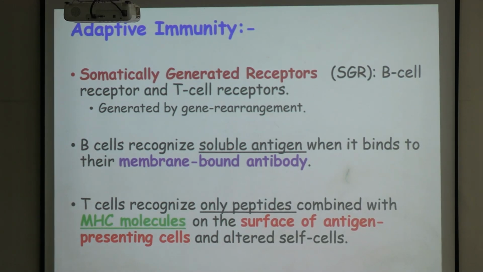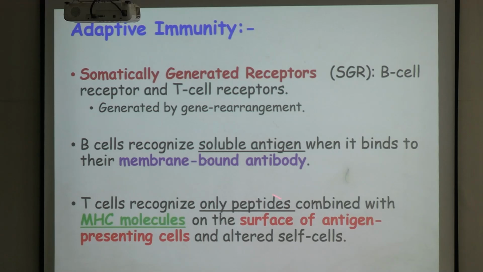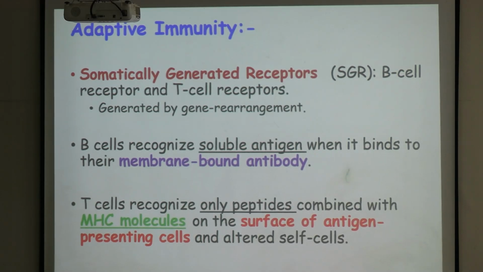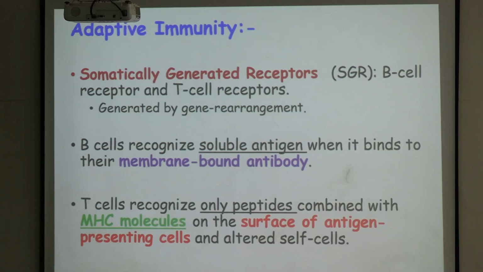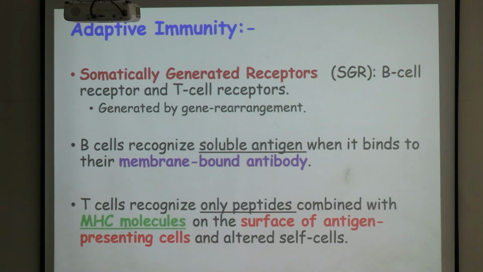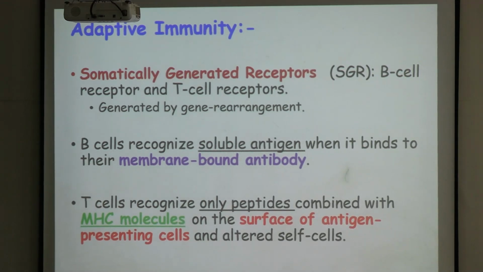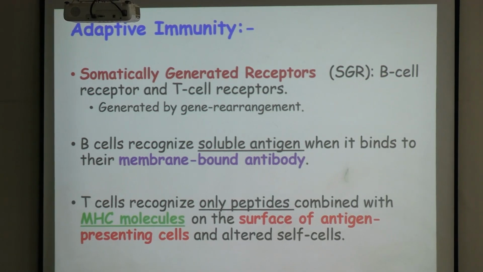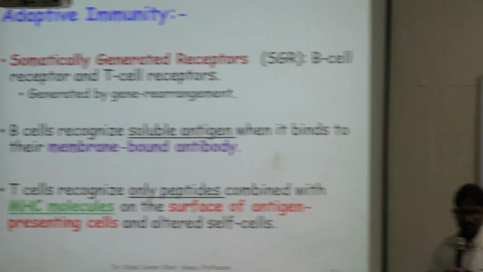T cell receptors can recognize peptides, that means fragments of the antigen, when they are combined with MHC molecules. Now here you come across a new term, MHC. I'm coming to this in a bit. And MHC molecules, where? So MHC molecules are present on the surface of antigen presenting cells.